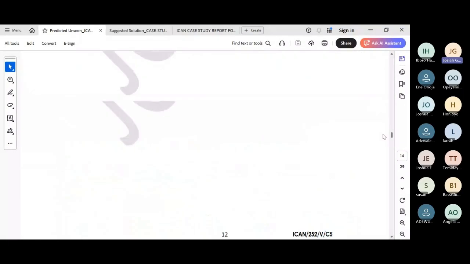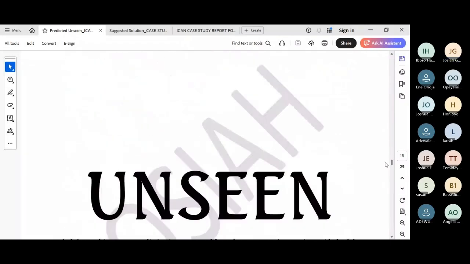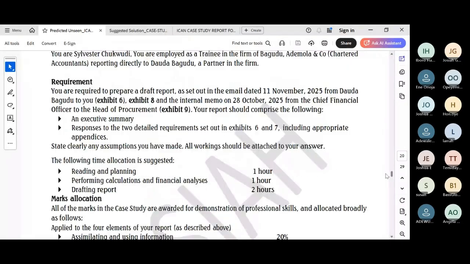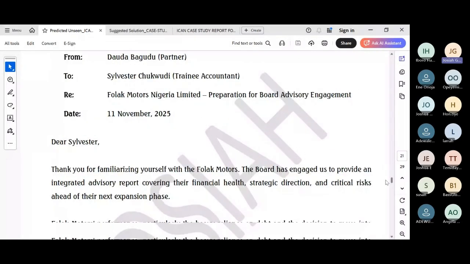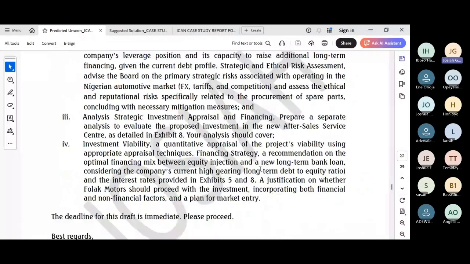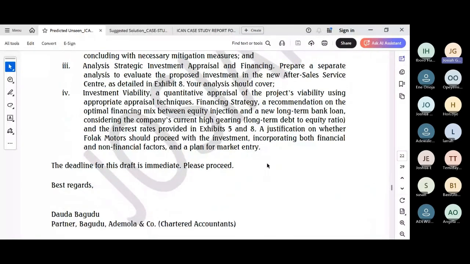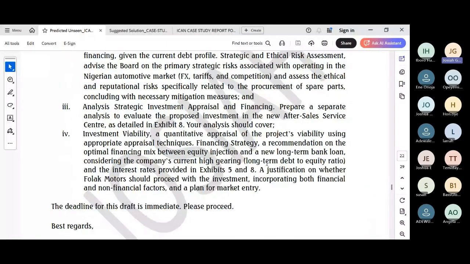So let's go back to the exhibits that speak to requirement 2. All right. So we have requirement 2 here saying we should analyze the strategic investment appraisal and financing, preparing a separate analysis to evaluate the proposed investment in the new after-sales car service. And we have that detailed in Exhibit 8.